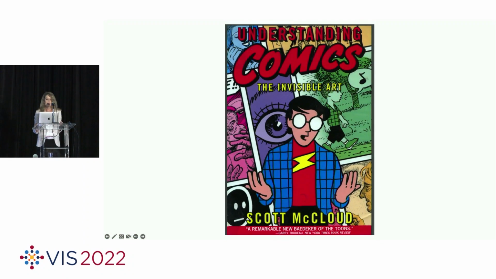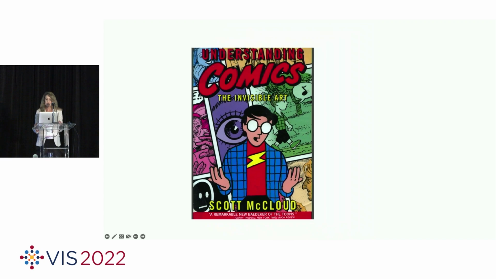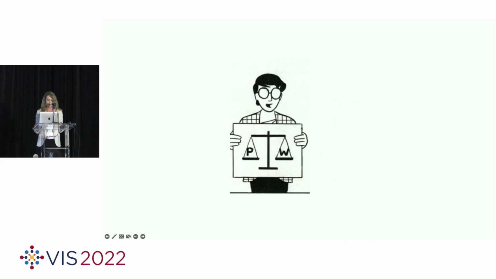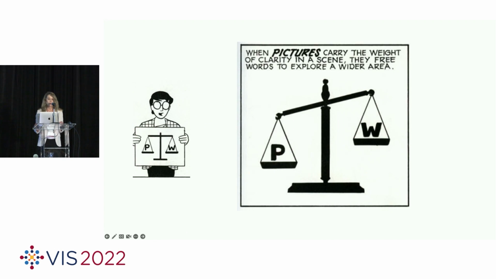Well, no VIS Keynote would be complete without a reference to Scott McCloud's brilliant book, Understanding Comics. In chapter 5, he considers the relationships between the W, words, and the P, pictures, in his nomenclature. He has a series of images showing these two as occupying two sides of a scale. Sometimes P weighs more and sometimes W weighs more. So let's consider the case where P weighs more, where pictures are carrying the weight of the message.